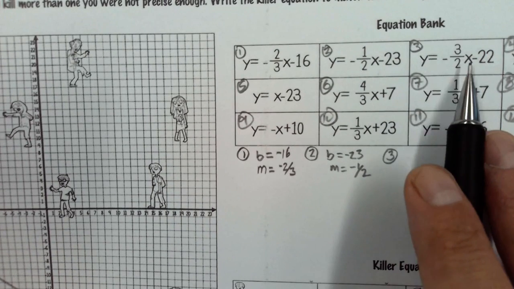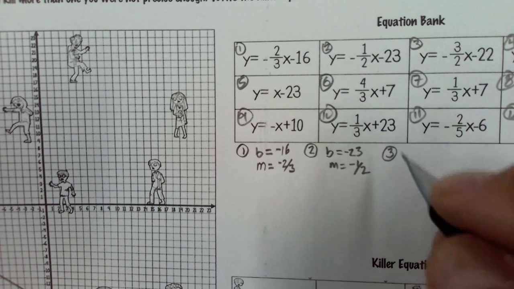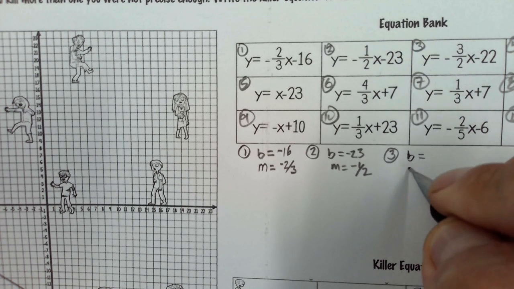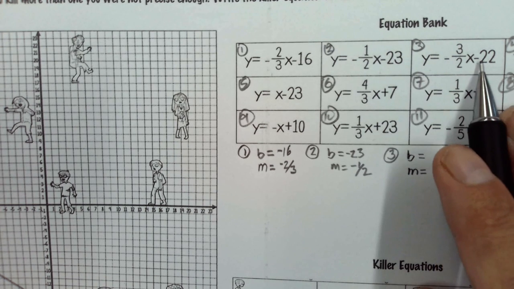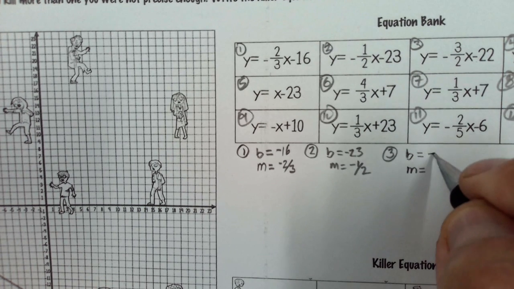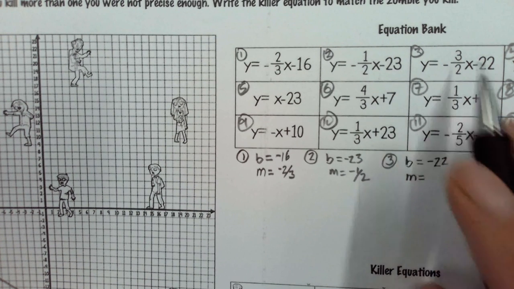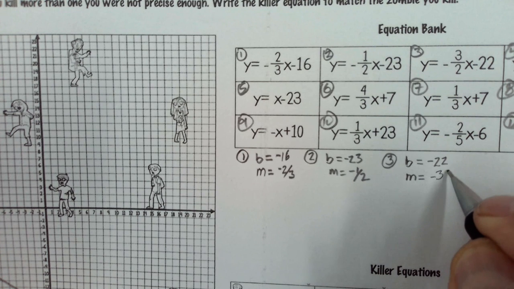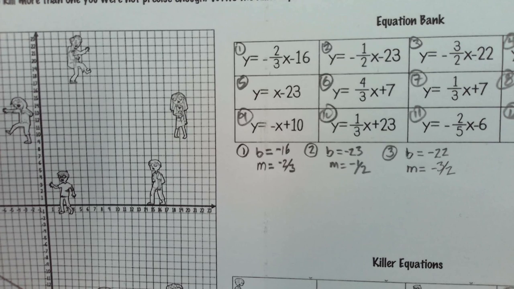Sorry, there it is. Y equals negative 3/2 x minus 22. So let's write down the y-intercept and the slope. The y-intercept is negative 22. The slope is negative 3/2, so I'm going to put negative 3 over 2. So where do we want to start?